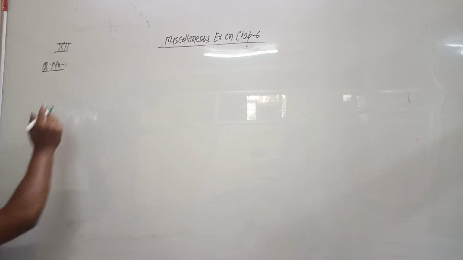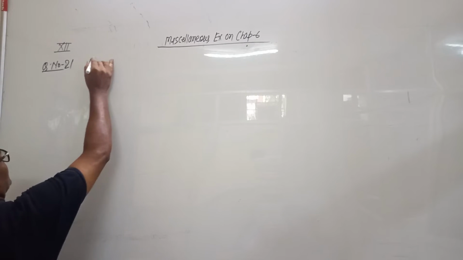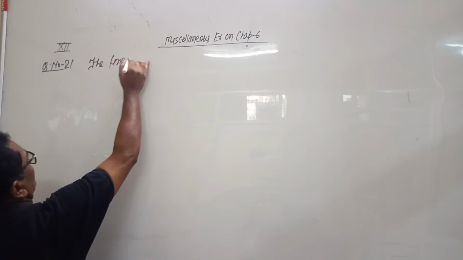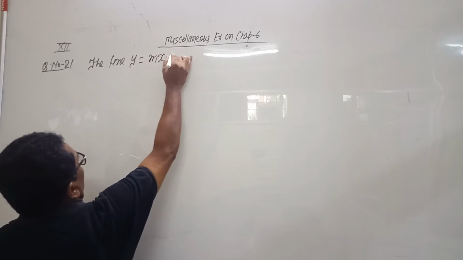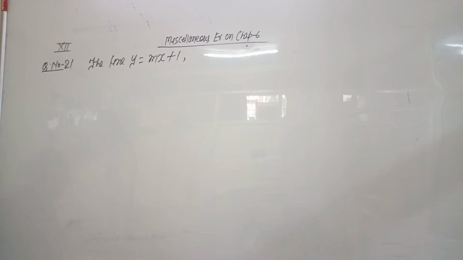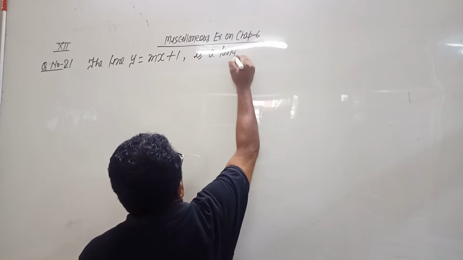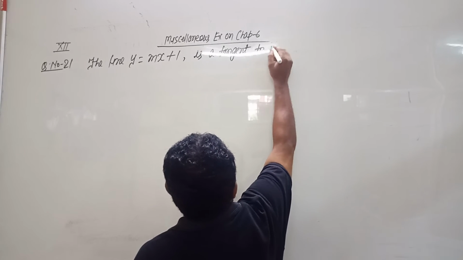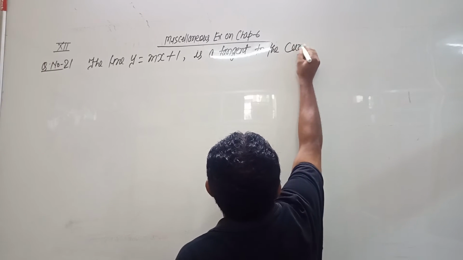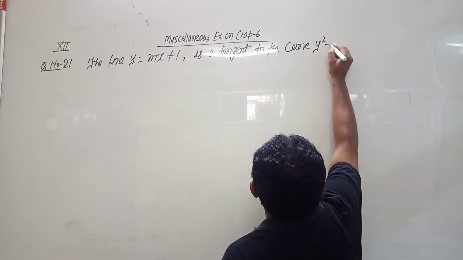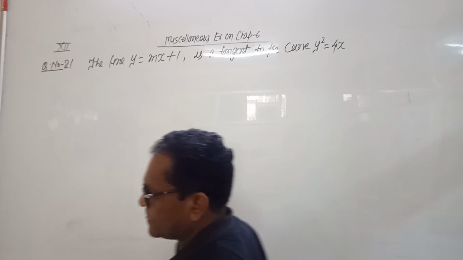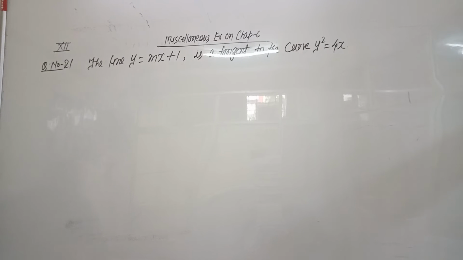Question number 21. The line y equals mx plus 1 is a tangent to the curve y square equals 4x.